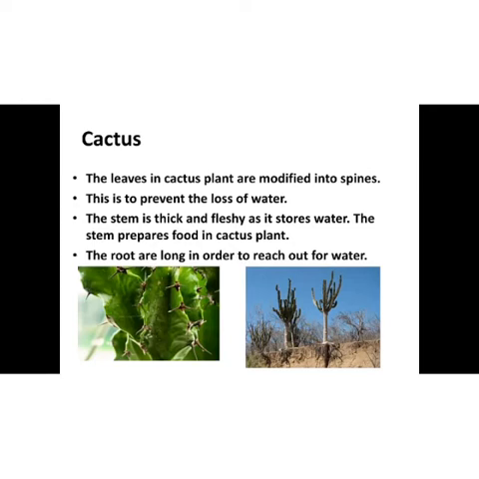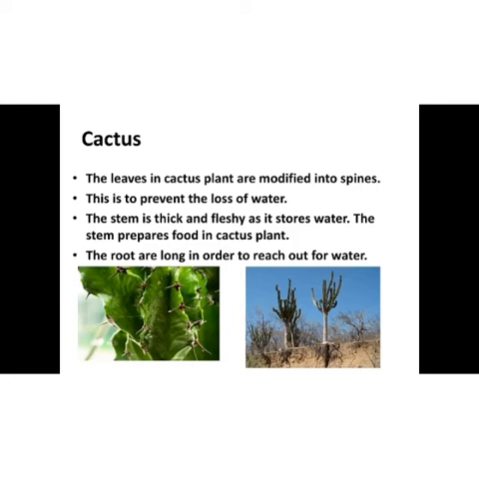Look at the pictures. Do you see leaves in cactus plant? It doesn't have any leaves. The leaves in cactus plant are modified into spines. Why is it so? It is to prevent the loss of water.